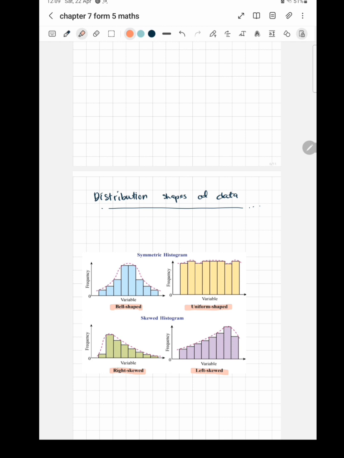So the reason they call this a right skewed is because the right hand side is longer, as you can see here. So that is why it's called right skewed. So for the left, it's also called left skewed because it's longer on the left hand side.